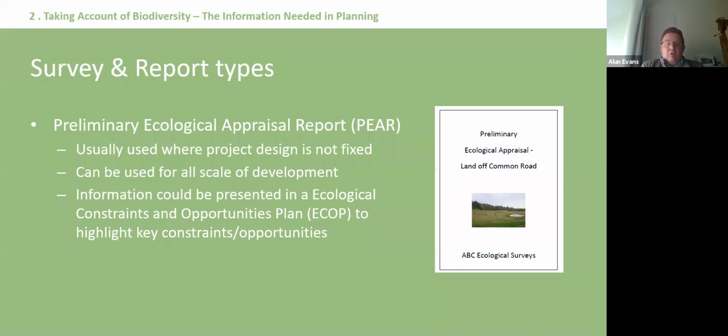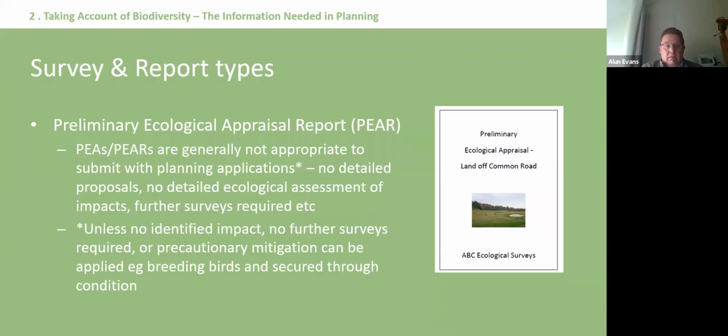The preliminary ecological appraisal and the report, the PAR, should we say, is usually used where the project design is not fixed. It can be used for scale of development, and the information could be presented in an ecological constraints and opportunities plan, which highlights these constraints and opportunities. But they're generally not appropriate to submit with planning applications on their own.